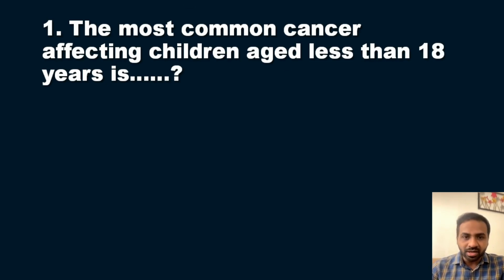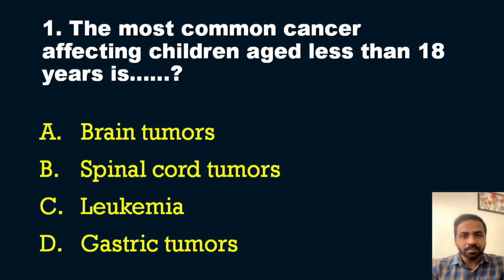The options for you are: the first option A, brain tumors. The second option is spinal cord tumors. The third option is leukemia. And the final option is gastric tumors. So among these options, which is the most common cancer affecting children aged below 18 years? So what is the answer?